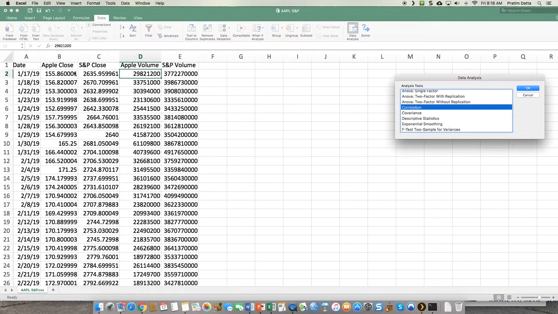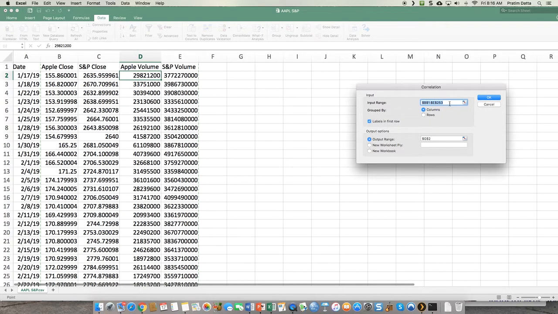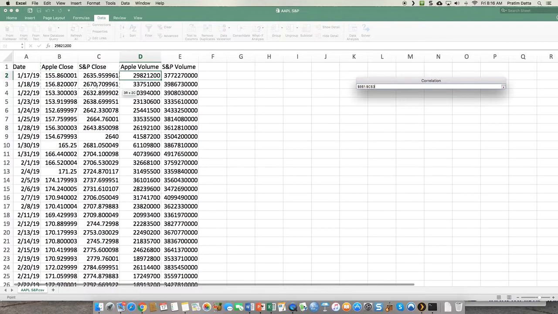In this case, we've got 4 variables: the closing price for Apple, the closing price for S&P, the volume for Apple per day, and the volume for S&P per day. Then we click OK, and it asks what we want to correlate. We have to choose the data. So we'll go from Apple close right up to S&P volume, all 4 of these variables.